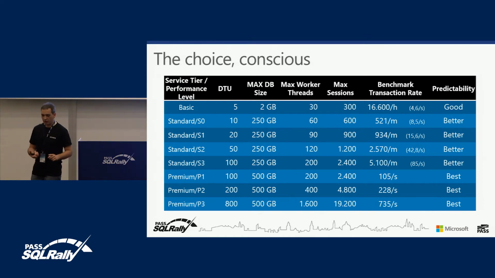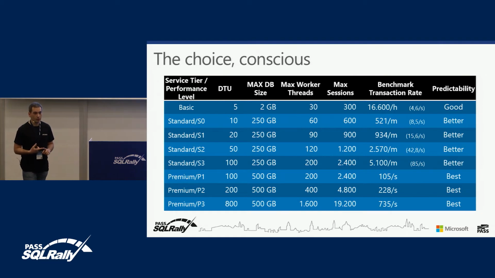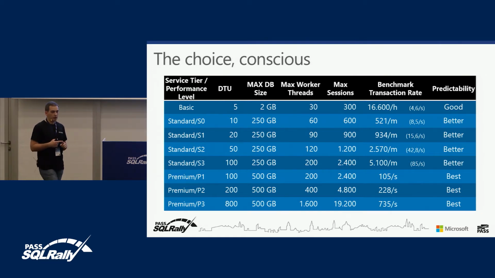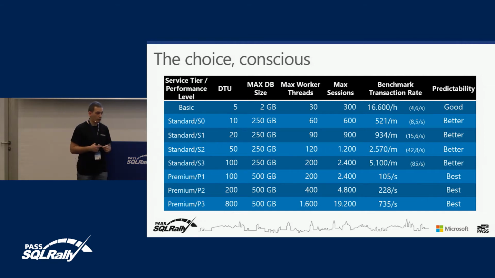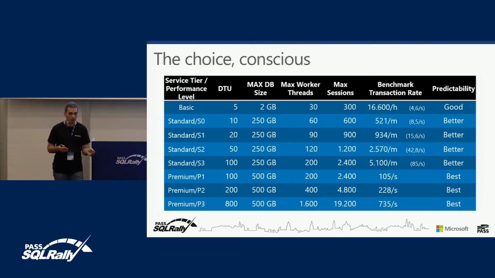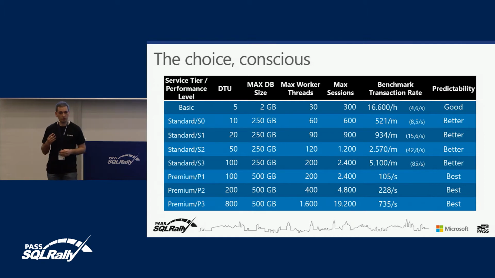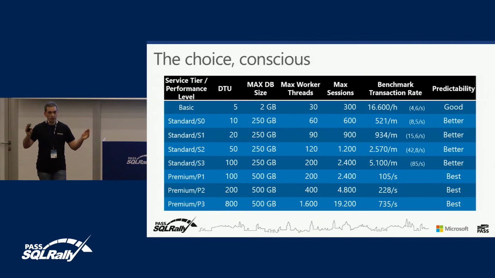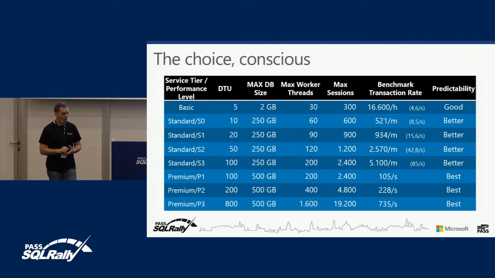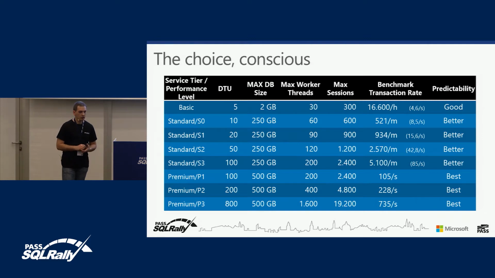It's fast, it's large, but it's so expensive. Premium P3 costs about 70 times more than basic: about 270 euros a month against only 4 euros a month for basic. So the difference is too large, and it is useless to spend a lot of money for nothing.